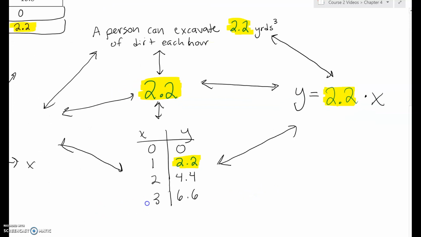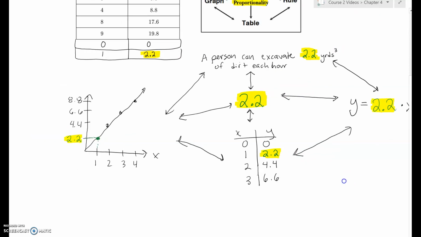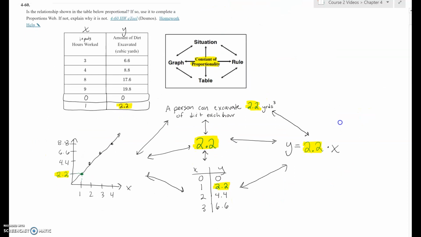And then our graph, you just want something super simple. Just 1 hour, 2 hours, 3 hours, 4 hours, and then 1 hour would be this, 2 hours would be that, 3 and 4. Just a very simple sketch with our constant of proportionality being right there. At 1 hour, we can dig that much dirt. So that's our proportionality web with our situation, our equation or rule, our table and graph, and of course, everything being based on our constant of proportionality or our unit rate.